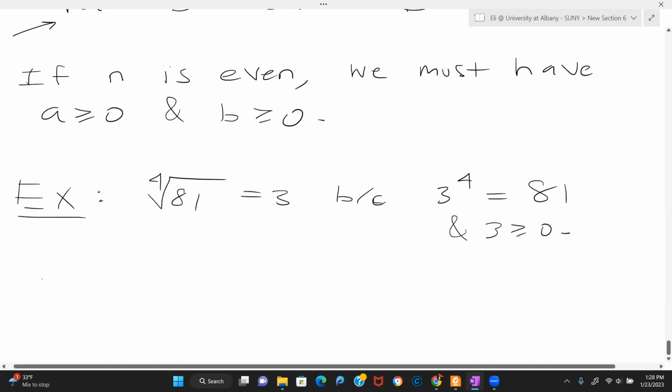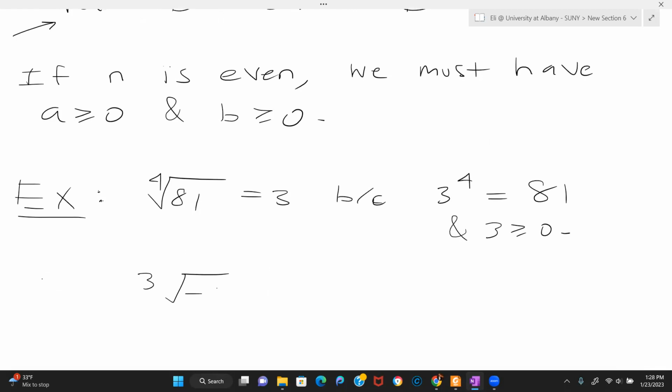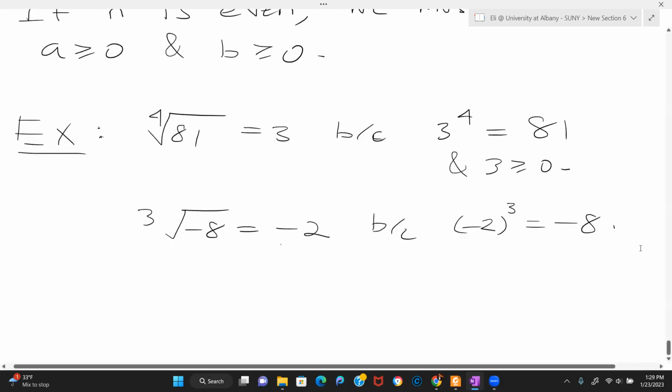For another example, you can take the cube root, the third root of -8, and that's going to be equal to -2. And again, this is just found by guessing. The reason this cube root is equal to -2 is because when you take -2 and cube it, or raise it to the third power, you get -8. So it's just a matter of guessing and checking.